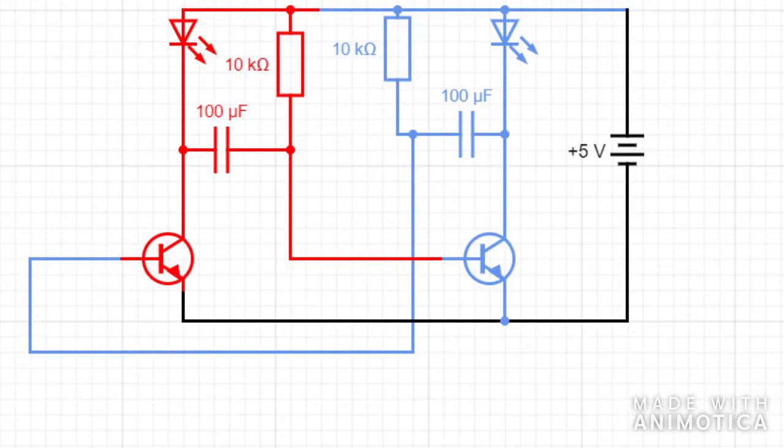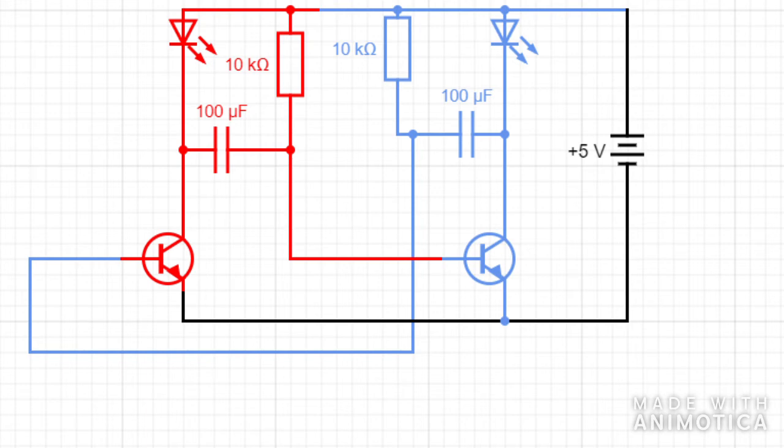Note that when a capacitor is fully charged, it will block out the circuit, meaning the LEDs won't turn on. By the time the red capacitor has filled up, the blue capacitor would have already discharged, meaning that the blue LED will turn on. When the blue capacitor is fully charged up, the red capacitor would have already discharged, meaning the red LED will turn on. This causes the LEDs to turn on and off alternately, giving the flashing effect.